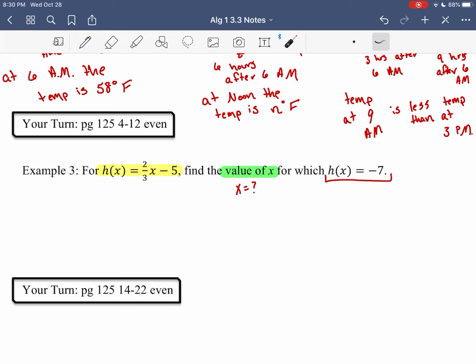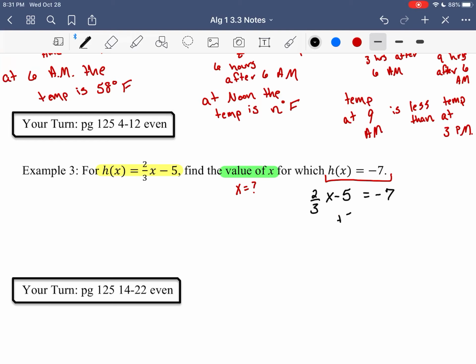Well, from over here, we know h of x is equal to this guy right here. So I'm going to replace this h of x with this guy right here. So then I'd end up with 2/3 x minus 5. We want to know, where does that equal negative 7? So now I have an equation to solve for x, because we want to find the value of x.